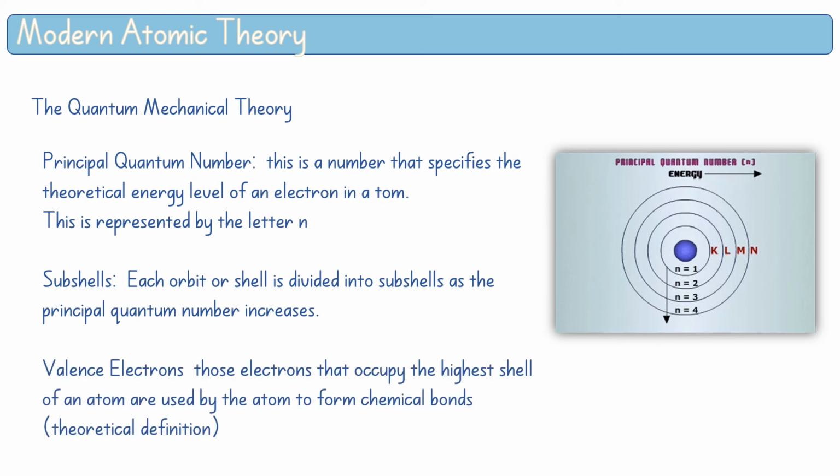So valence electrons are those electrons then that occupy the highest shell of an atom that are used by the atom to form chemical bonds. This is a theoretical definition.